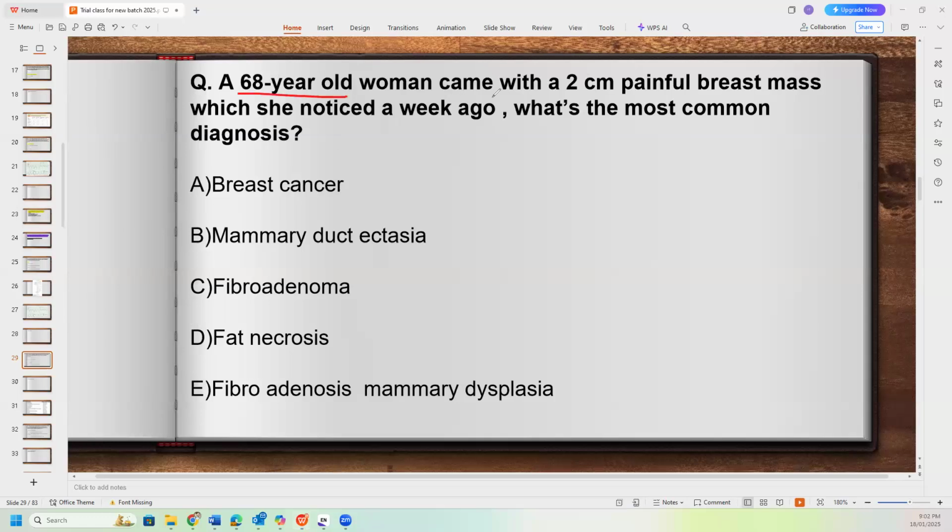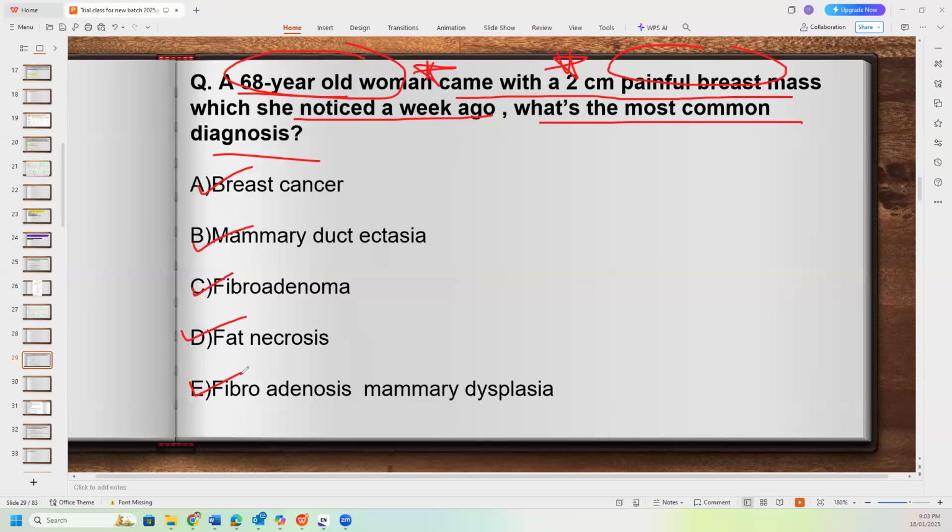A 68-year-old woman came with a 2 centimeter painful breast mass, which she noticed a week ago. What's the most common diagnosis in this age group? Breast cancer, mammary duct ectasia, fibroadenoma, fat necrosis, or fibroadenosis mammary dysplasia. So our postmenopausal female is coming with a breast lump. What is your most common diagnosis? And it's painful as well.